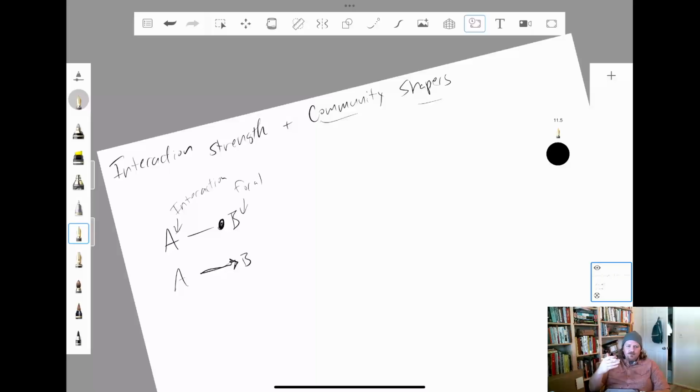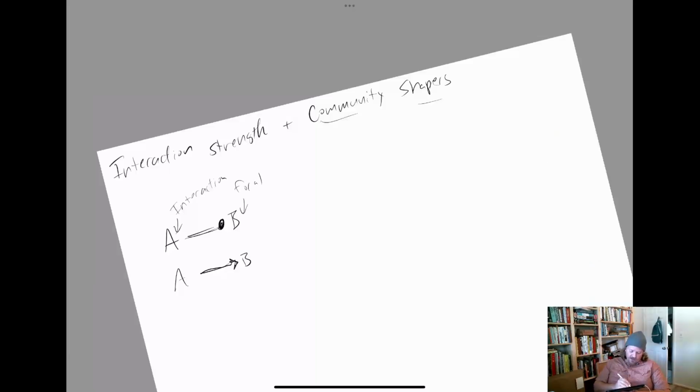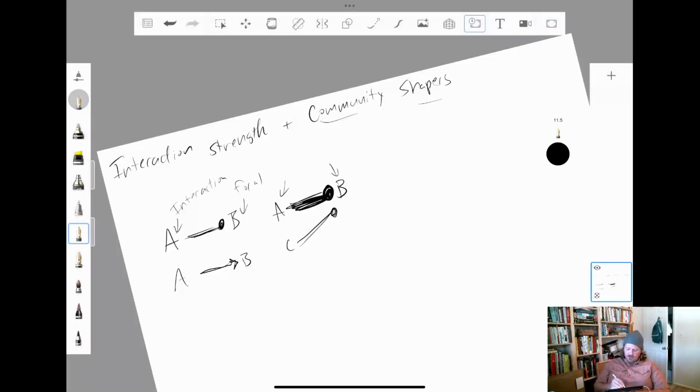But it also could vary not just in direction but magnitude. So you could have a very weak effect of A on B, or, a lot of times people draw this with line thickness, a very strong effect of A on B, right? And not all interactors have the same strength of interaction on a focal species. So you can imagine a third species, species C, that also is maybe a predator of B, but has a much weaker effect, as shown by this thinner line, right?